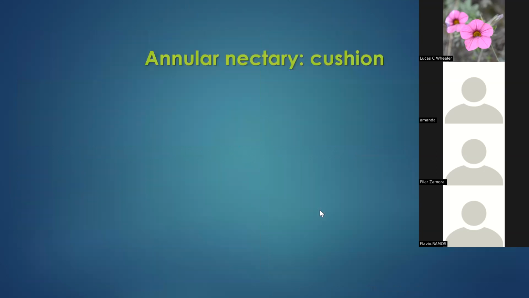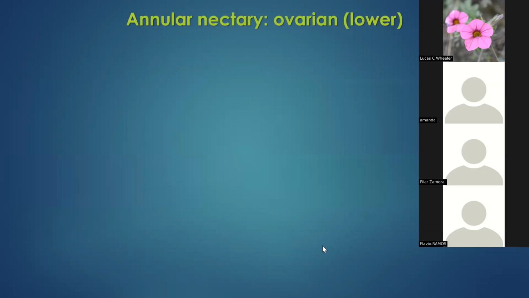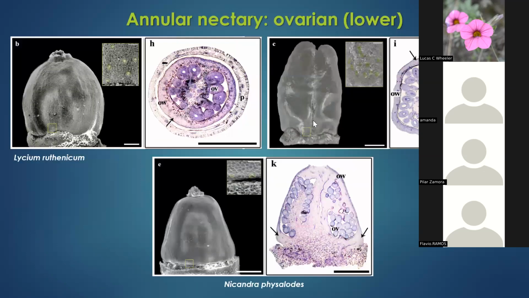Then next comes the annular nectary. Annular nectary is a cushion type, here in Cestrum. If you see, this is the carpel, here the disc, and this annular nectary is completely differentiated from the carpel region. So we call it a cushion kind of nectary in Cestrum species. Then this is an ovarian kind of nectary. Now, if you see this, there is no differentiation of nectary and carpel region. Here, the base of the gynoecium has turned nectariferous. That's why we call it an ovarian lower type of nectary.